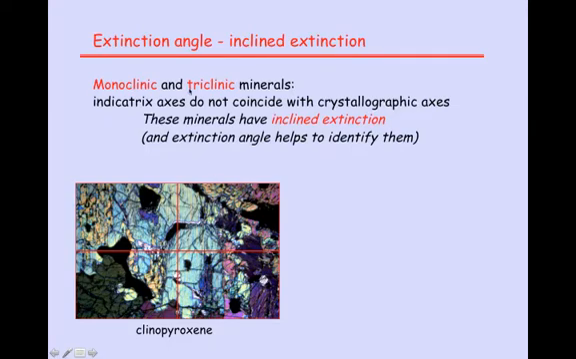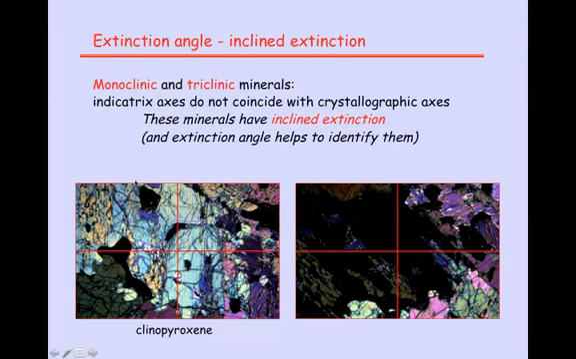The monoclinic and triclinic minerals, so different crystal systems, have optical and crystallographic axes that don't coincide, and those have inclined extinction. The actual angle that the mineral goes extinct is helpful to identify which mineral you're looking at. So in this case, we've got a clinopyroxene, and the clino prefix to that name indicates that it's an inclined extinction. That's helpful.